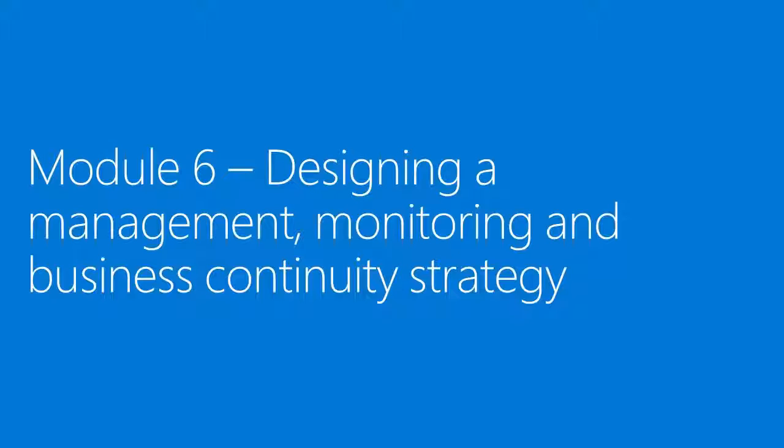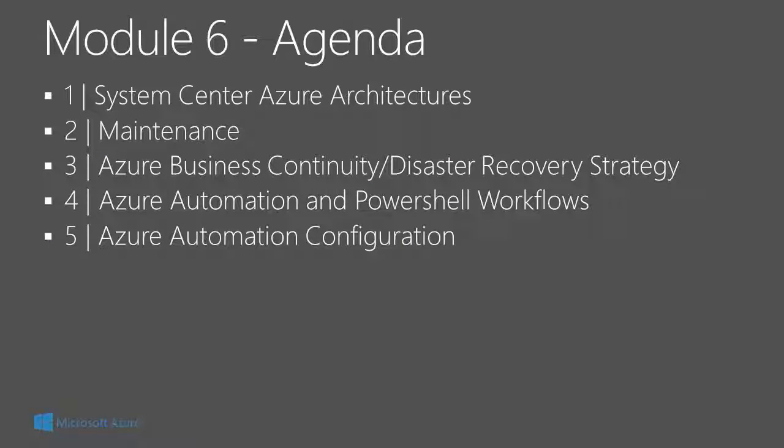And here in Module 6, we're going to be talking a little bit about designing a management, monitoring, and business continuity strategy. Just to give a brief module overview, we're going to start the module off talking about System Center Azure architectures. We're going to move on to talk about maintenance, then jump a little bit into disaster recovery and business continuity strategies. From there, we're going to move into Azure Automation and PowerShell workflows. And then at the very end, we're going to wrap it up talking about Azure Automation configuration. And we'll do some demos there.